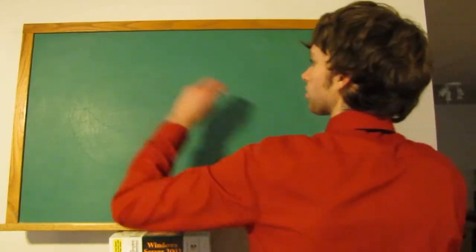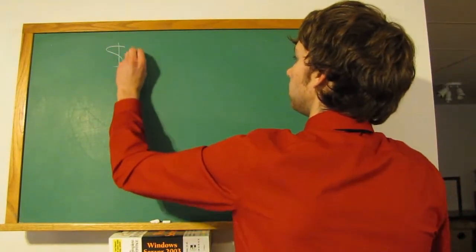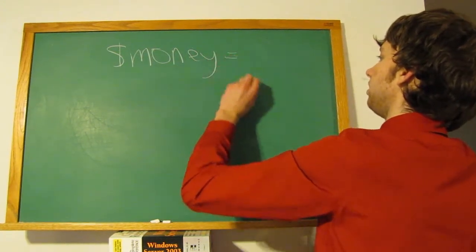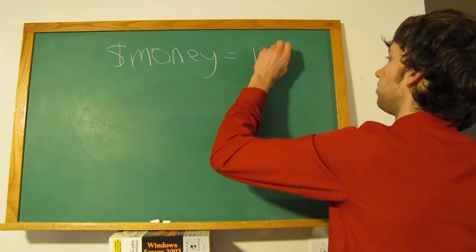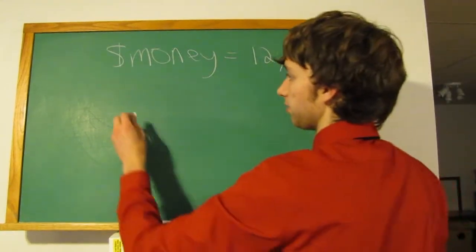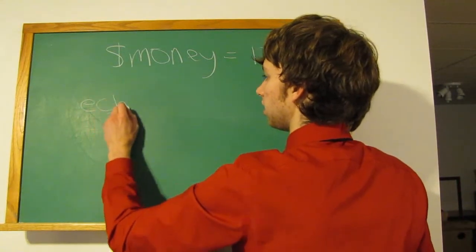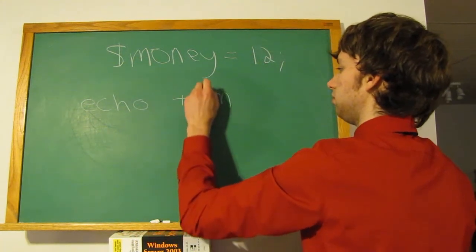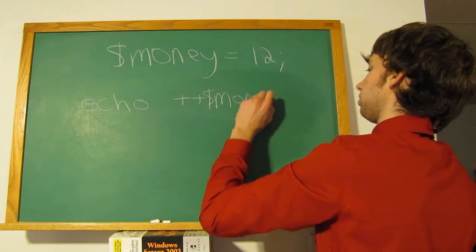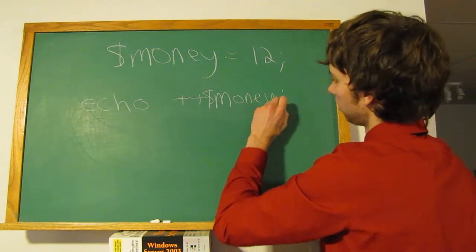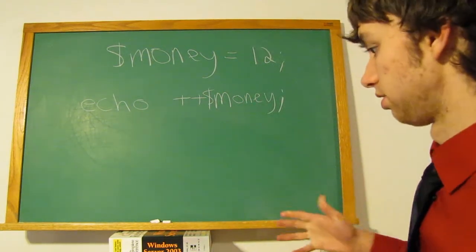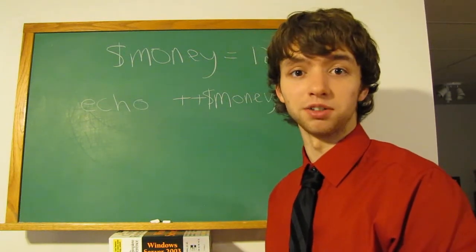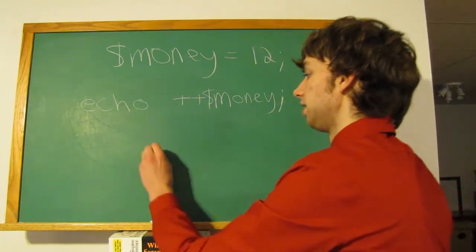So let's try this again. Money, we assign it 12. And then we say echo plus plus money. Just like this. What is going to be sent to the screen? What do you think? That's what I thought too. Indeed, it will be 13.